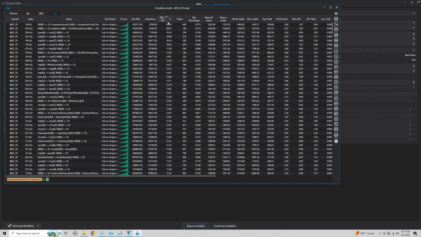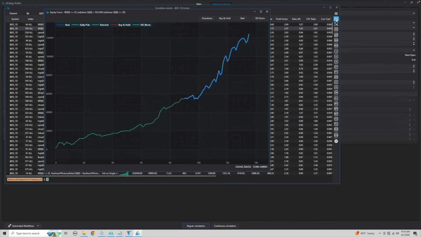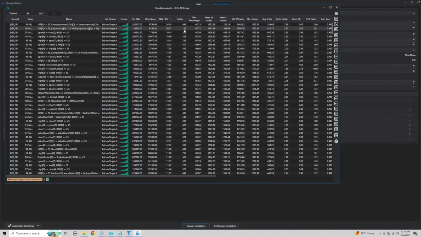We can see some of these up here. Some of these are $240,000 in profit. Here's one that's 124. Let's take a look at this second one. Here is the equity curve. Looks pretty good, a little light maybe on the number of trades at 136.